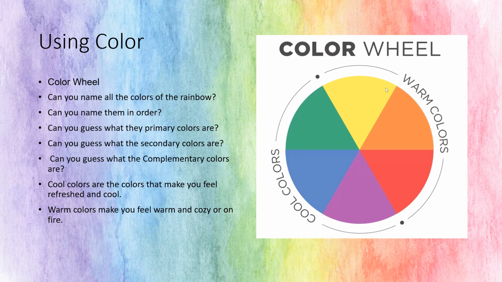Complementary colors are those colors that are opposite of each other, like red and green, orange and blue, yellow and purple. Cool colors are the colors that make you feel refreshed and cool. Warm colors make you feel warm and cozy or on fire. Can you guess which colors are cool and which ones are warm? As you can see on the color wheel, the warm colors are red, orange, and yellow, and the cool colors are purple, blue, and green.